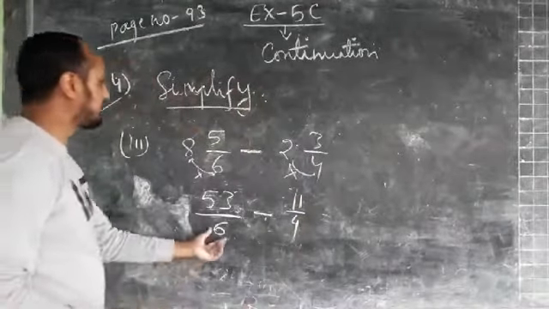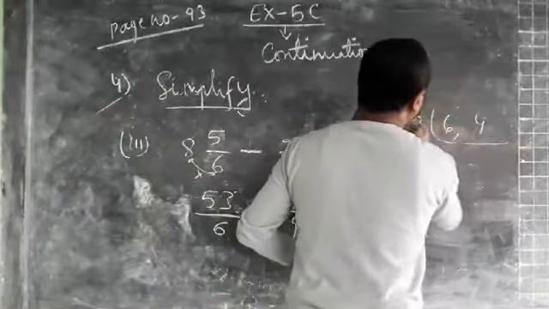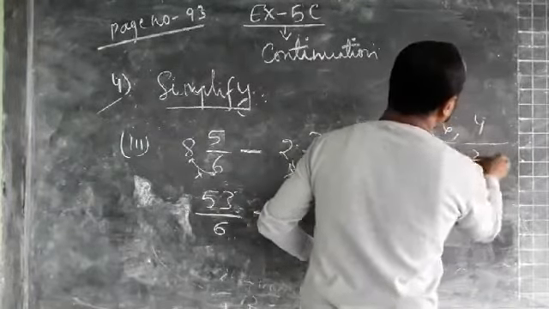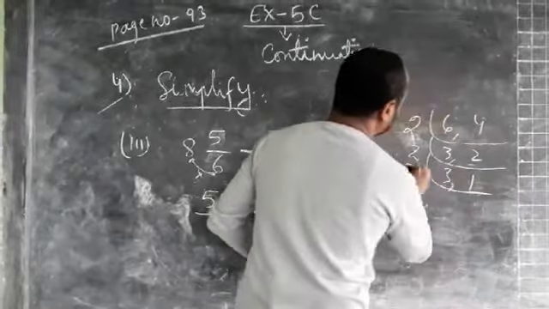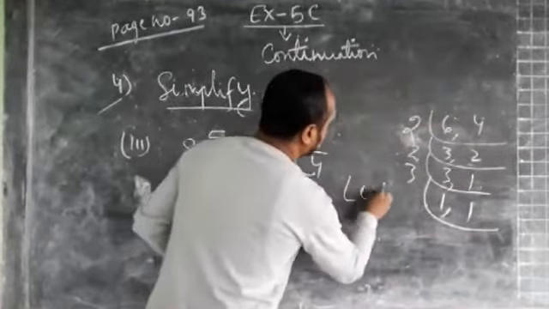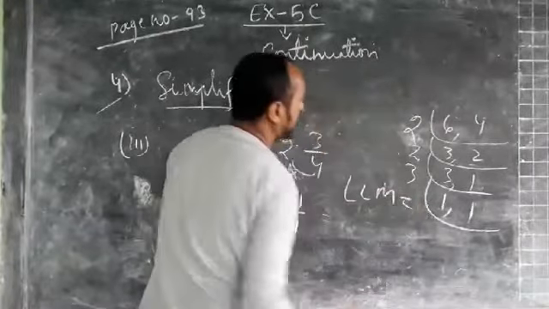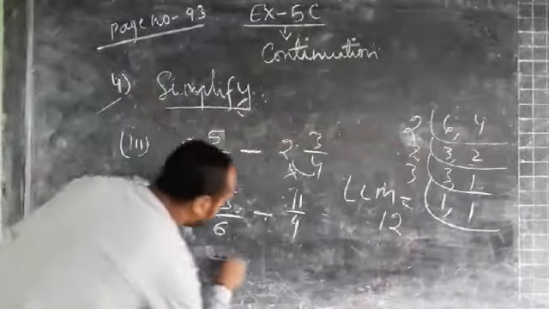Now we have to take the LCM of 6 and 4. 6, 4. So it will go by 2. 2 3s are 6, 2 2s are 4. Again by 2 it will go. 2 1s are 2, then 3. 3 1s are 3. So LCM equals 2 2s are 4, 4 3s are 12. So LCM we have 12.